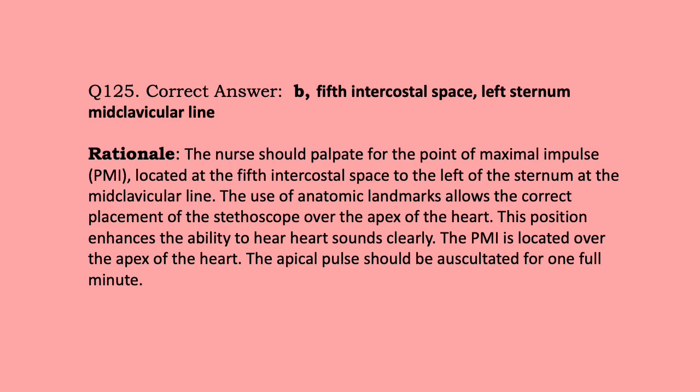Rationale. The nurse should palpate for the point of maximal impulse, PMI, located at the fifth intercostal space to the left of the sternum at the midclavicular line. The use of anatomic landmarks allows the correct placement of the stethoscope over the apex of the heart. This position enhances the ability to hear heart sounds clearly. The PMI is located over the apex of the heart. The apical pulse should be auscultated for 1 full minute.